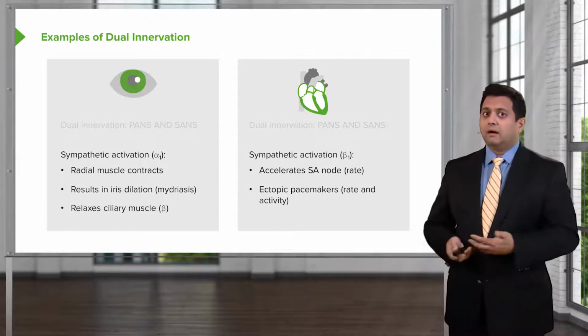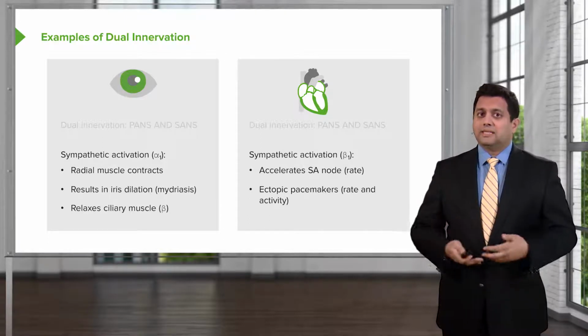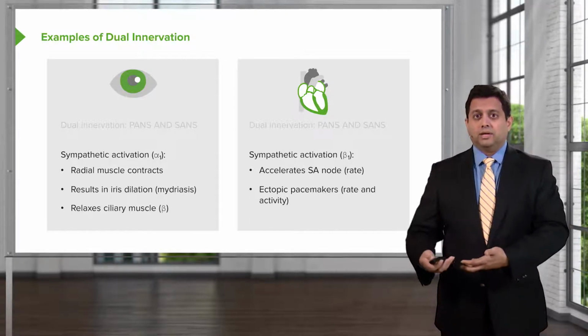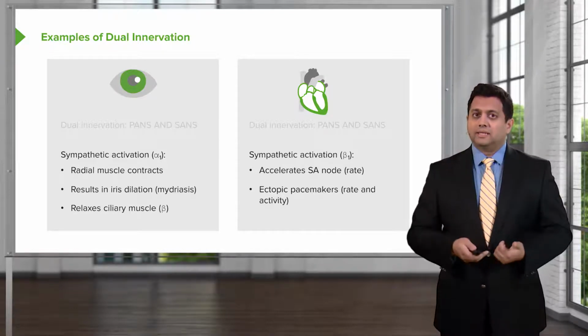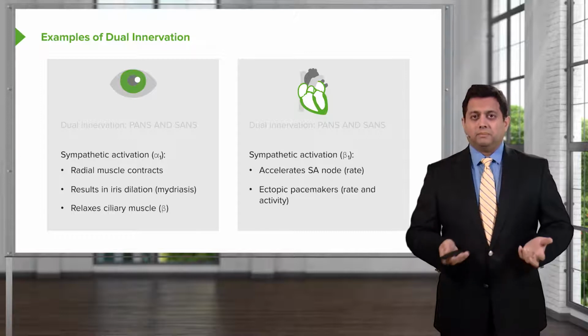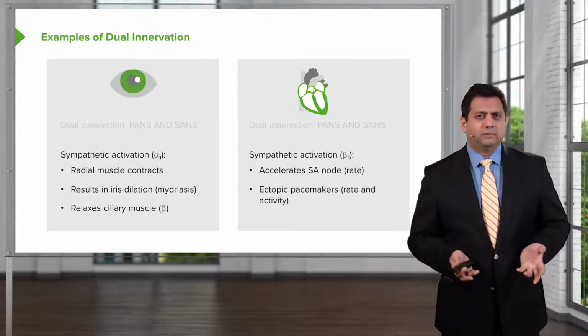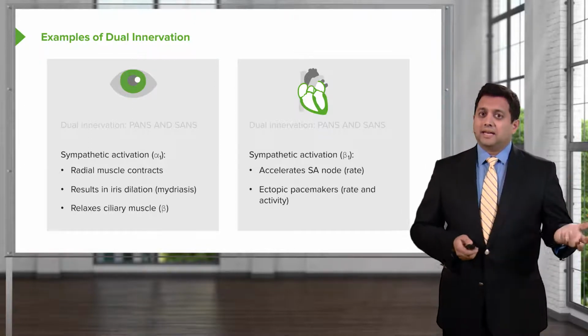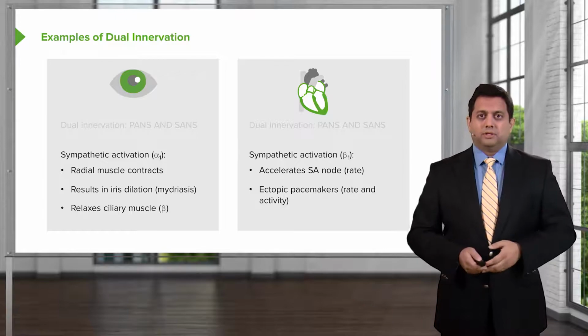With respect to the heart, we want a fast heart rate because we're going to be running. So it makes sense that we're going to accelerate the sinoatrial node through the beta-1 receptor. We also will increase the activity of ectopic pacemakers. Now, why would we want that from an evolutionary point of view? That's because in case the SA node fails, we have other ectopic pacemakers that will pick up the job.